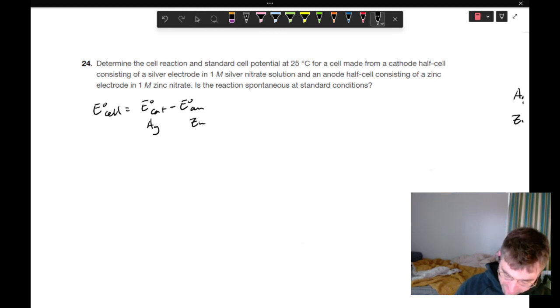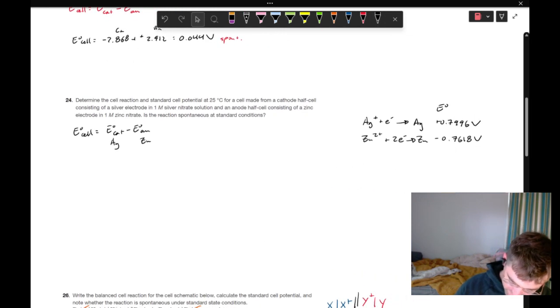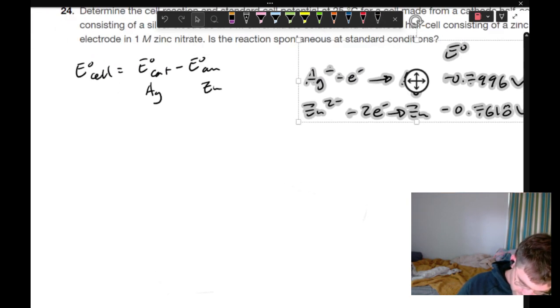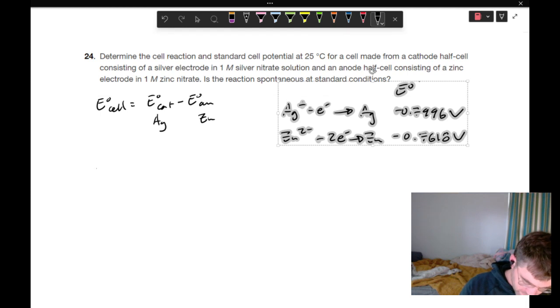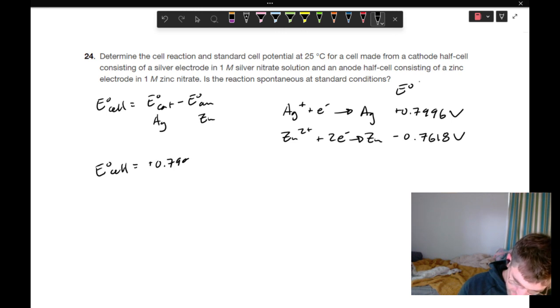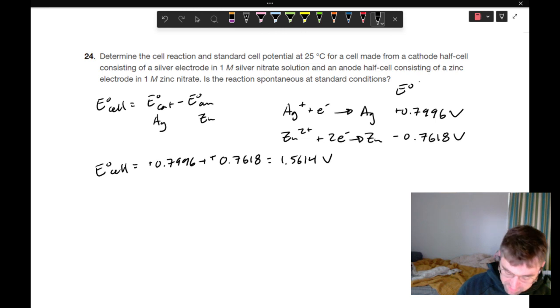And I'm going to pull in our tabulated values from over here. Easy peasy. E naught cell equals plus 0.7996 minus a negative 0.7618 equals 1.5614 volts. Spontaneous. It's positive, so it's spontaneous.